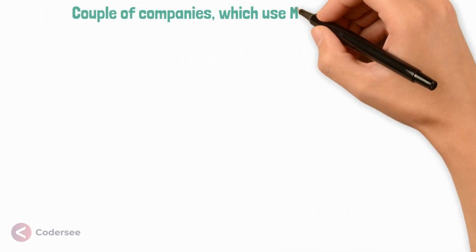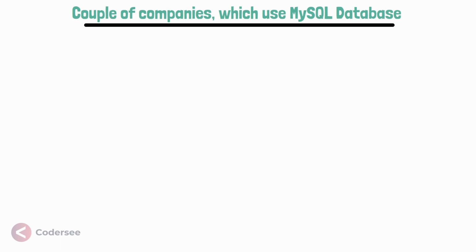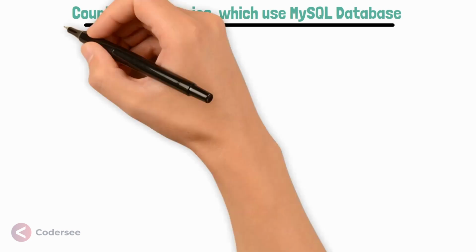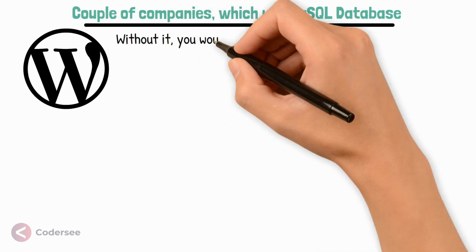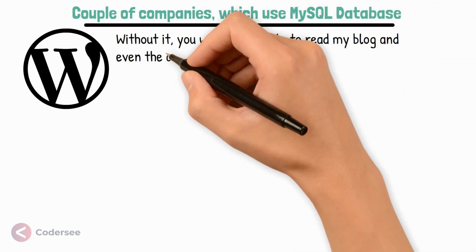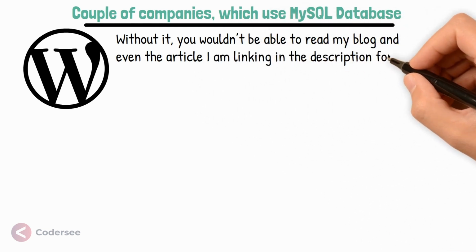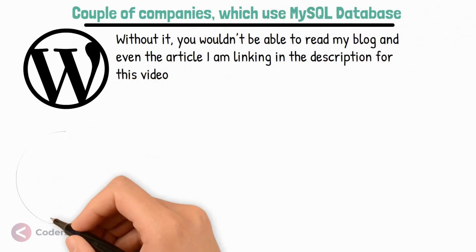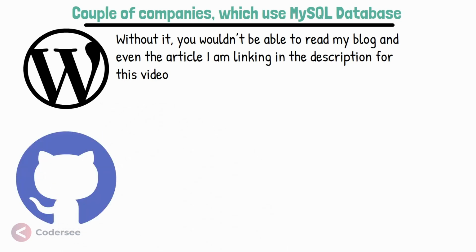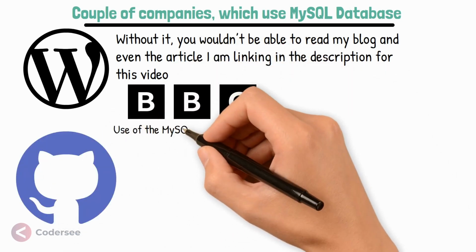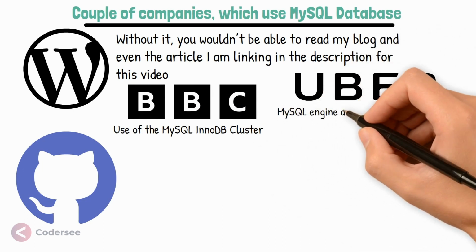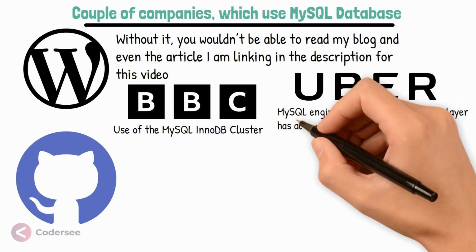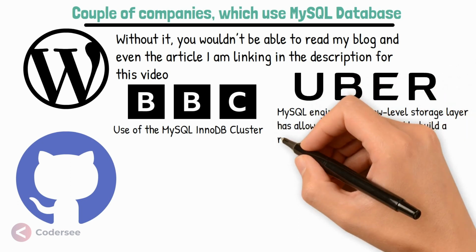With that being covered, let's discuss a couple of companies which use MySQL database to deliver their products and services. First of all, WordPress uses MySQL as its default database management system. Without it, you wouldn't be able to read my blog and even the article I am linking in the description for this video. Moreover, GitHub uses MySQL as its core data store. BBC makes use of the MySQL InnoDB cluster, and Uber claims that MySQL engine as the low-level storage layer has allowed them to very quickly build a robust system.